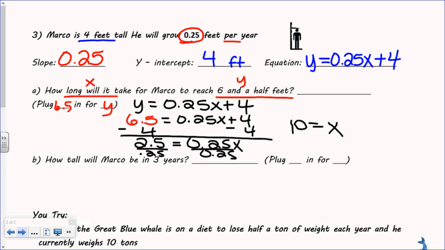So what does that mean? How long will it take? It will take, and we're talking about years, so it will take 10 years.